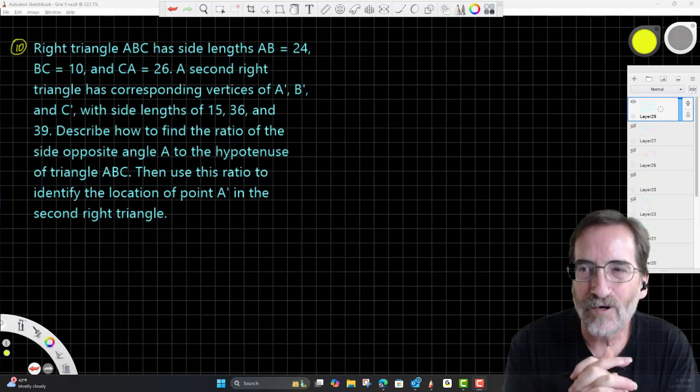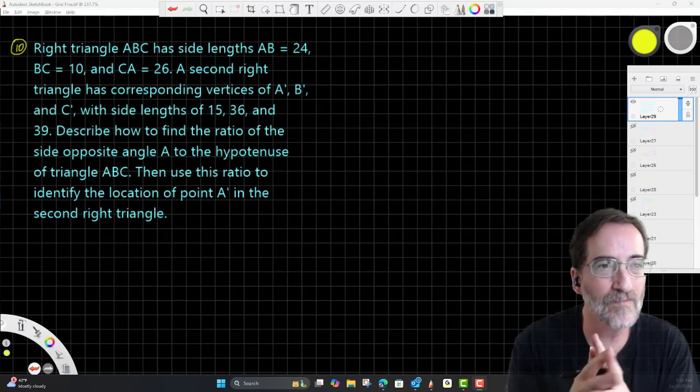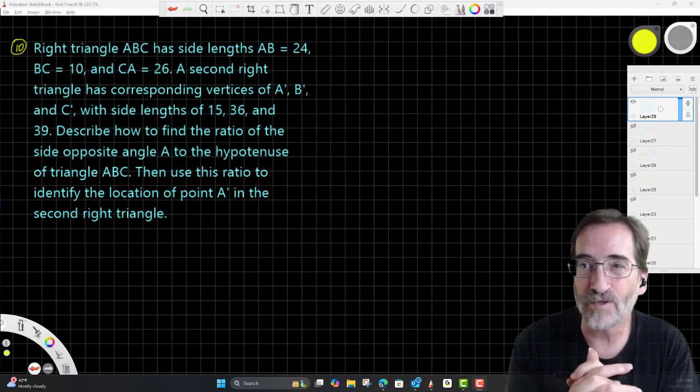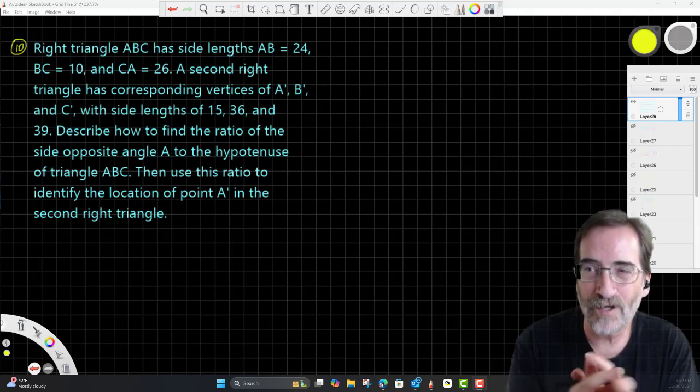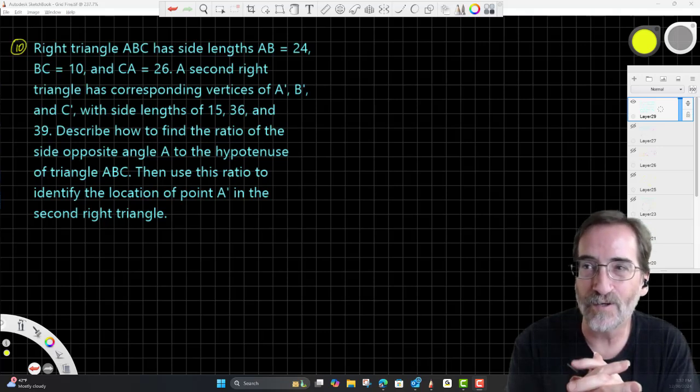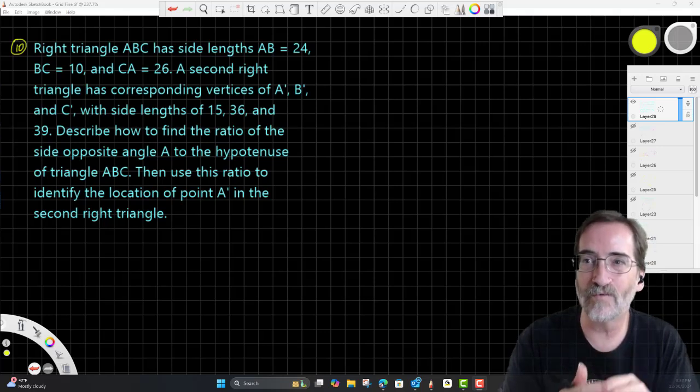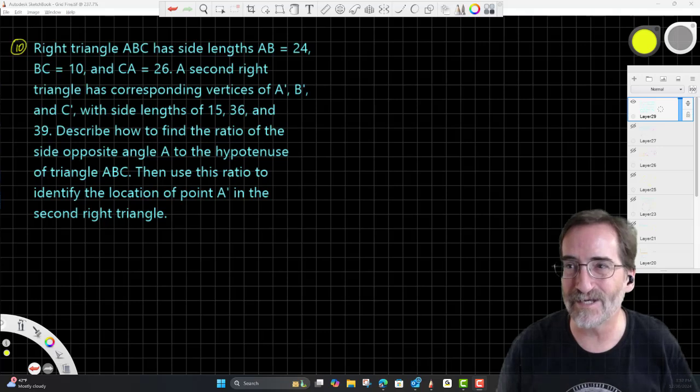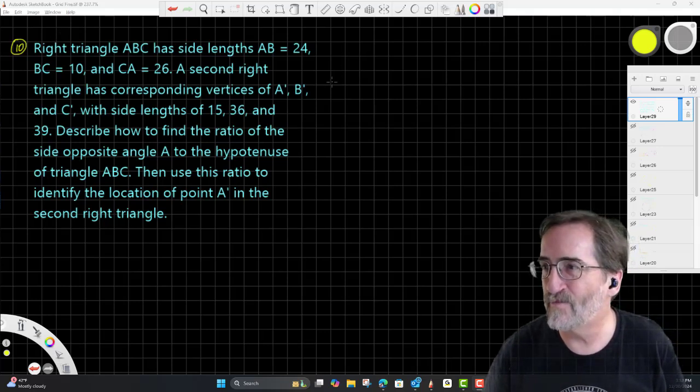Okay, so let's parse this out and break this down into chunks. And we definitely need a picture to see what's going on. So we need a right triangle. ABC is a right triangle. It's got a right angle. It has side lengths of 24, 10, and 26. The longest of those is 26, so that's got to be the hypotenuse. So let's just sketch here.